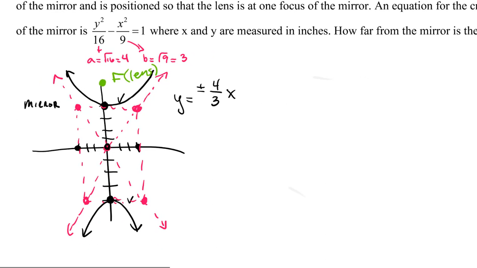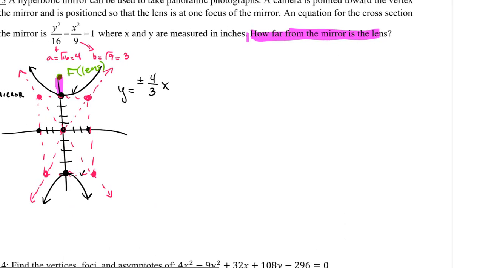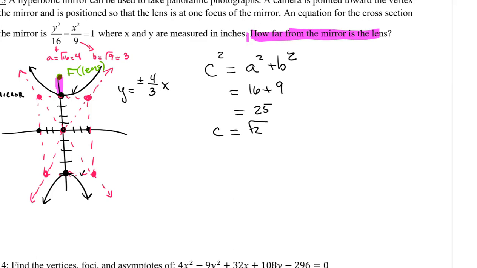So how far from the mirror is the lens? What we're trying to find is the distance between the vertex and the focus, or the mirror and the lens. To do that, we need to figure out the c value, because we already have our a squared and our b squared values. There are a couple of different equations we could use to find that. One of them is c squared equals a squared plus b squared. Now we know a squared and b squared are 16 and 9. That sum gives us 25, and when we square root that, we get a value of 5.